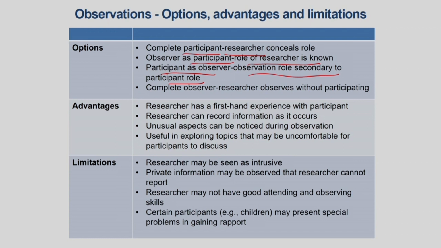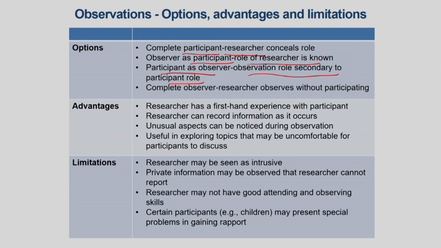What are the advantages of observation as a method of data collection? The researcher has a first-hand experience with the participant, the researcher can record information as it occurs, unusual aspects can be noticed during observation, and it is useful in exploring topics that may be uncomfortable for participants to discuss. And these are important things that come up when we are studying issues of human trafficking, for example, or child trafficking, or trafficking of women, or various kinds of gender roles, domestic violence.